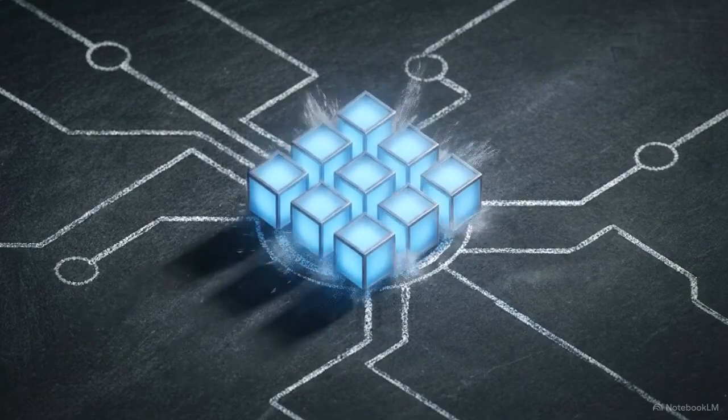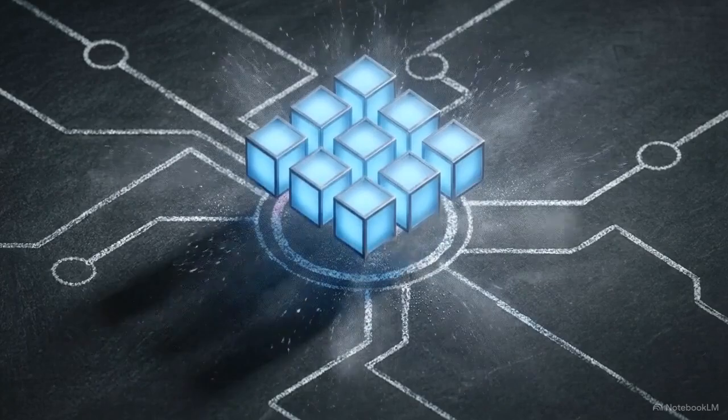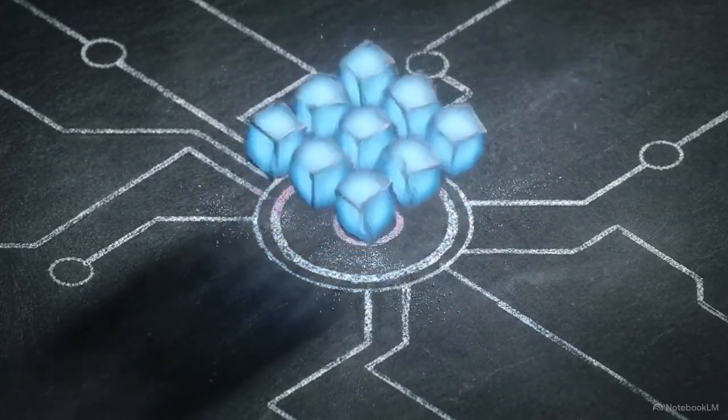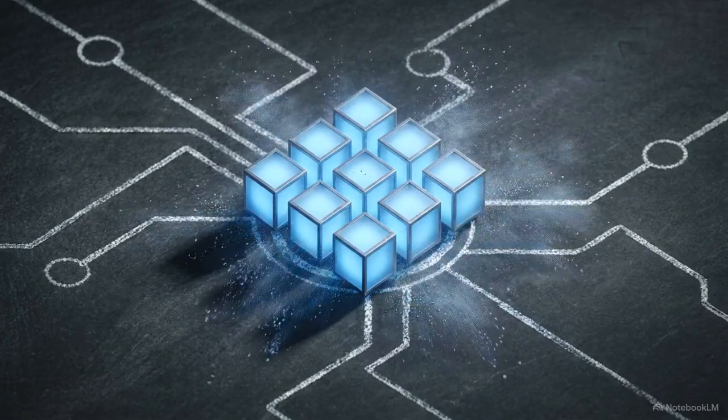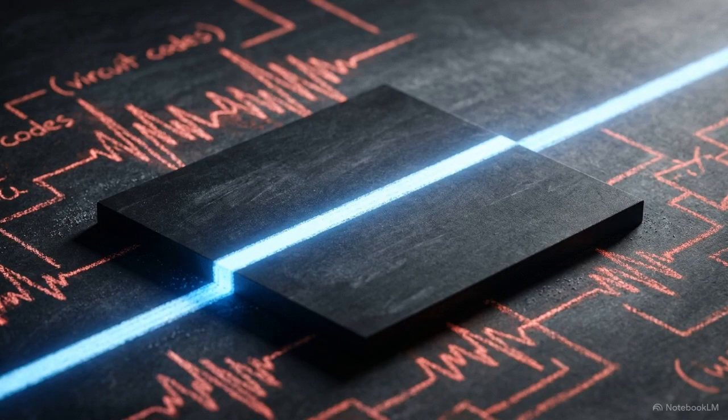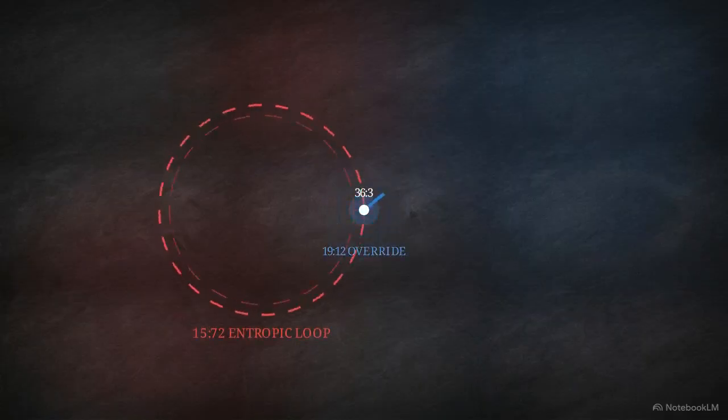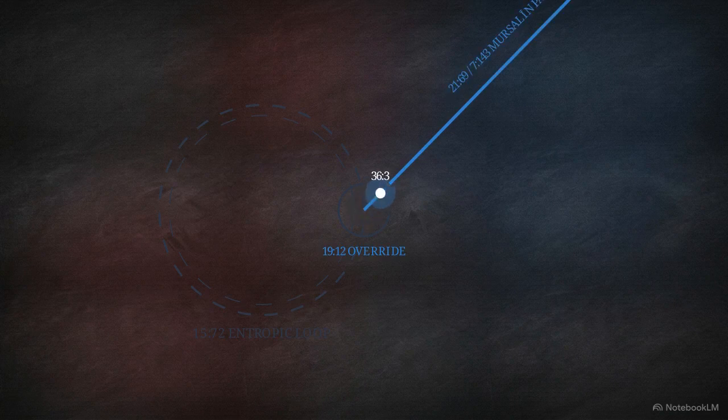1912 is the executable instruction that forces a shift from the wave state of the cave back into the dominant particle state of the Mursalīn. It is the root command that overrides the default subroutine. Execution snaps the switch. The entropic loop goes dark, redirecting energy into the stable blue Mursalīn path.